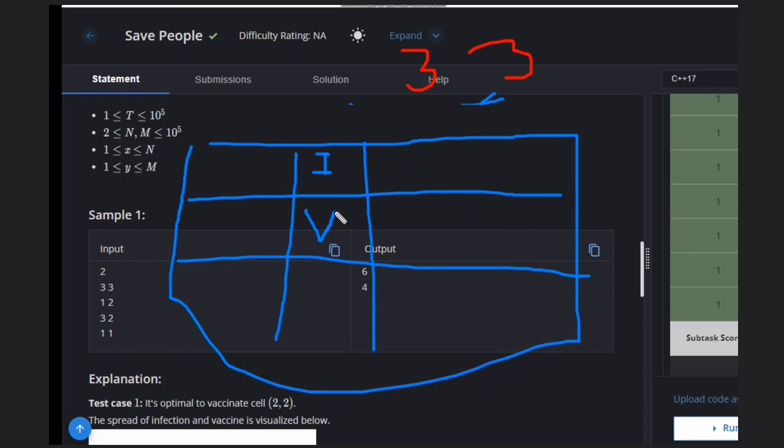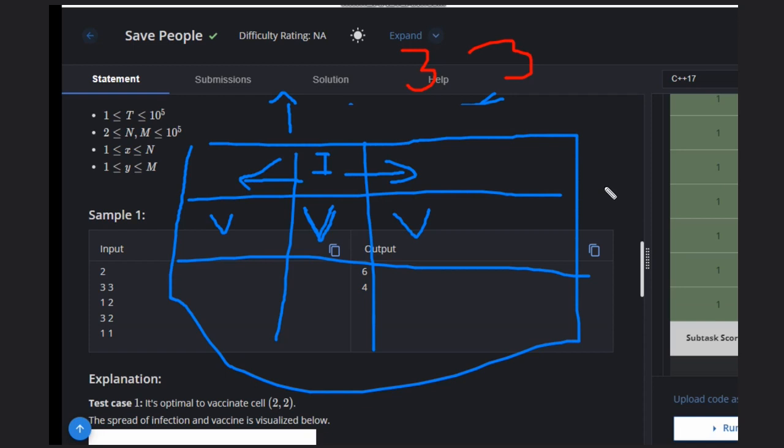Why at this position? Because it will limit the infected cell to this position only, this cell or above it, not below it, because it will not come to this cell, and this vaccinated cell will spread to this point. So all the bottom cells will be vaccinated and all the above ones will be infected. Right? Hope you understand this.